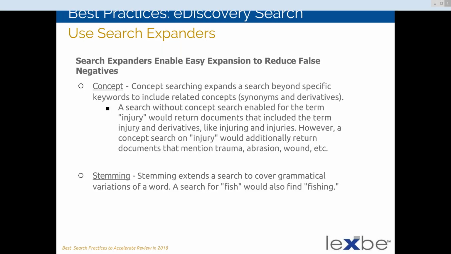The stemming tool will extend a search to cover grammatical variations of a word. This one is pretty self-explanatory, but for instance, a search for the word fish would also find fishing.